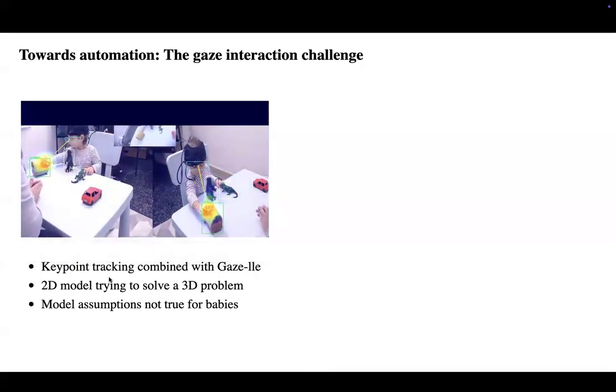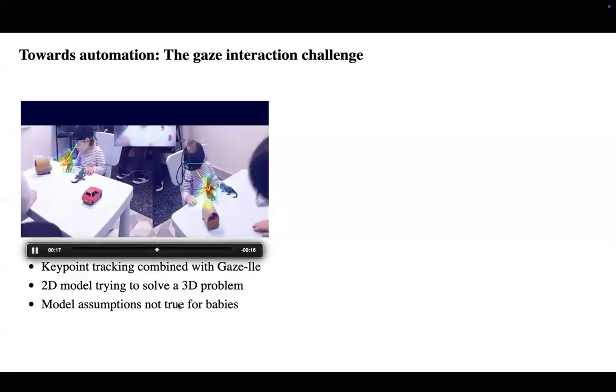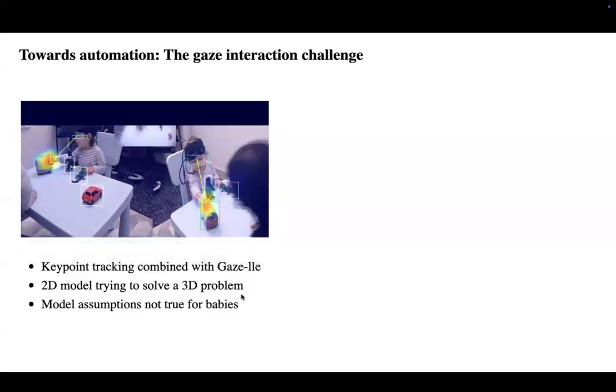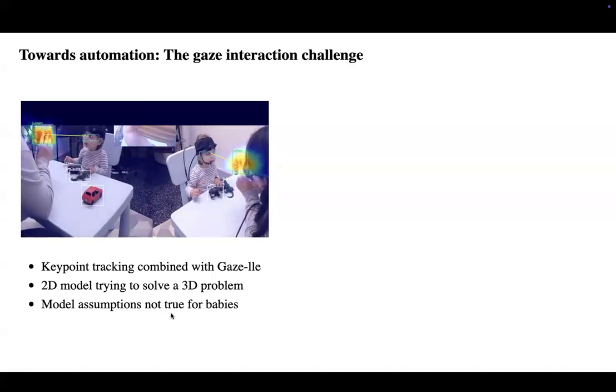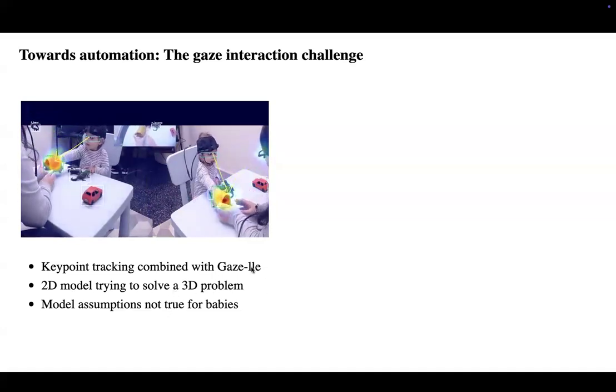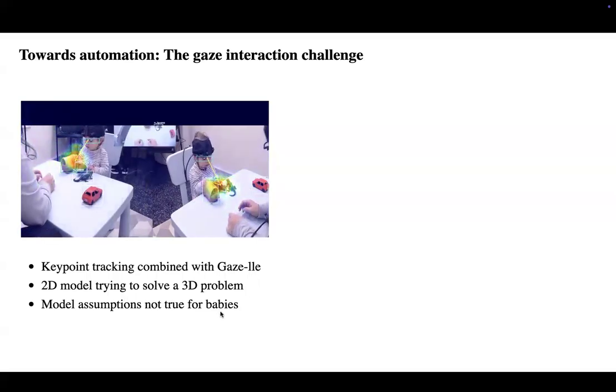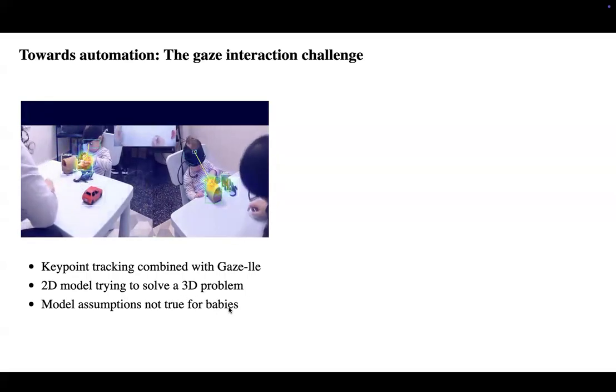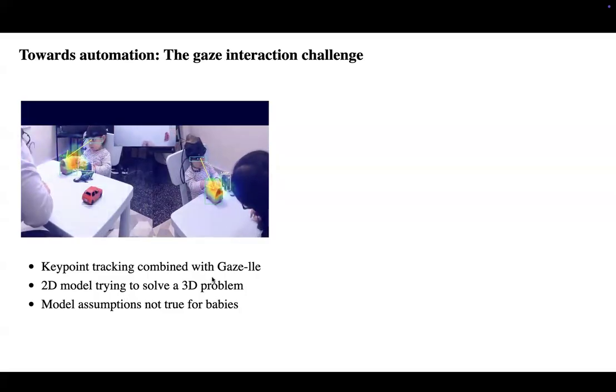And that is because we're trying to solve with a 2D model, in a 2D image, something that is a 3D problem. And, most importantly, the model assumptions of Gazelle, which was trained and assumed on adults, often do not hold true for babies. So one of Gazelle's key assumptions is that when there is something very salient happening in the scene, so for example something is moving, then the gaze will be biased towards that. Babies ignore it. Babies are working on or playing with their toy. The parent can wiggle around another toy. They are not necessarily going to focus on the wiggling toy. They will just continue with their stuff.